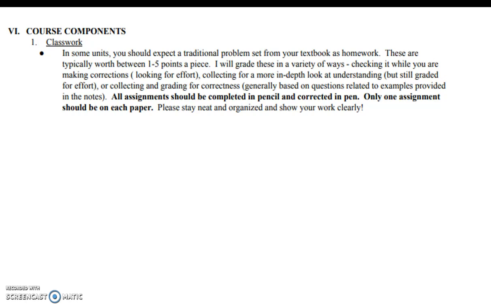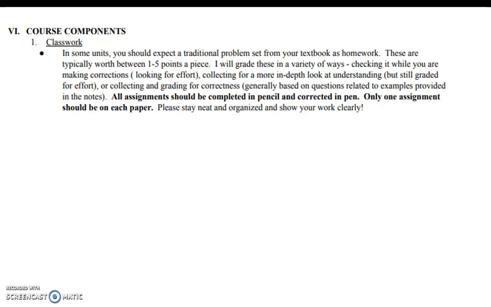If you're doing assignments from a book or a worksheet, and it's something that you're doing outside of the classroom, a lot of times I might collect it. I might look at things in a variety of ways. I might just, while you're looking things over in class, take a glance at it and give you some sort of a grade for effort. I might collect it and actually just do a little bit more glancing at what specifically you put down on paper, but maybe still grade for effort.